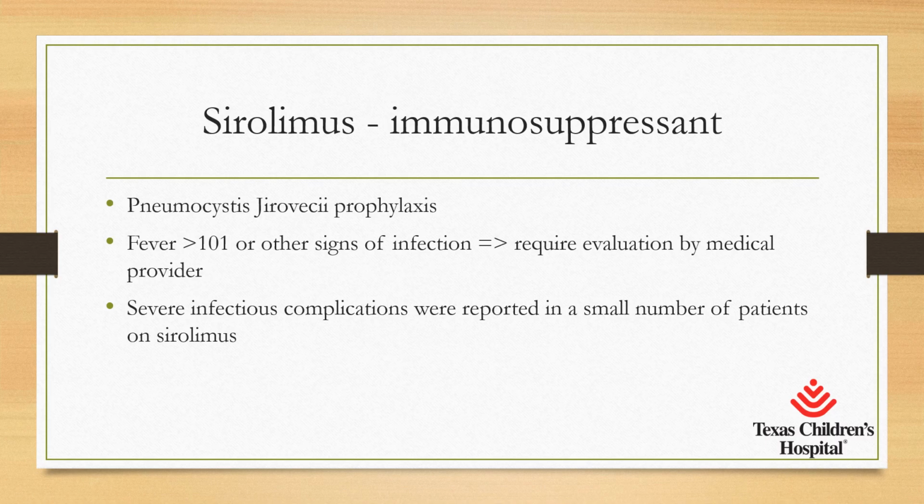And now very quickly, sirolimus is the most common medical therapy for complex lymphatic anomalies, and it is an immunosuppressant. So please consider Pneumocystis jirovecii prophylaxis when using sirolimus. If you have a fever of 101 or any other sign of infection, please request to be seen by a medical provider, so to have an evaluation. And even though in a small number of patients, severe infectious complications were reported in patients on sirolimus.